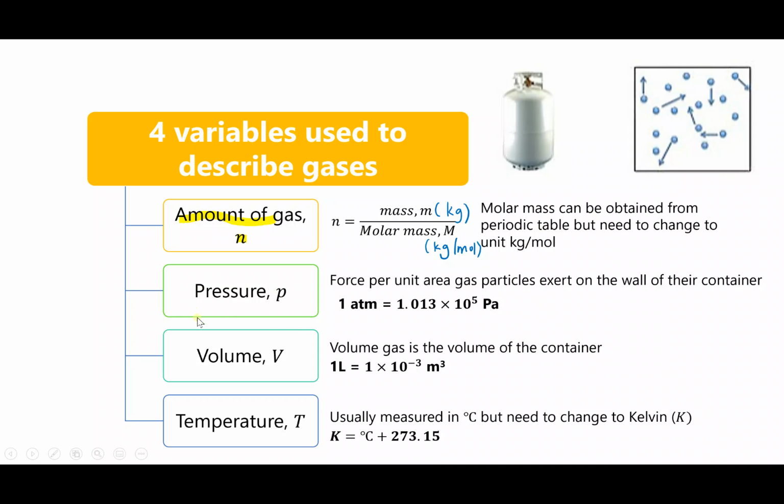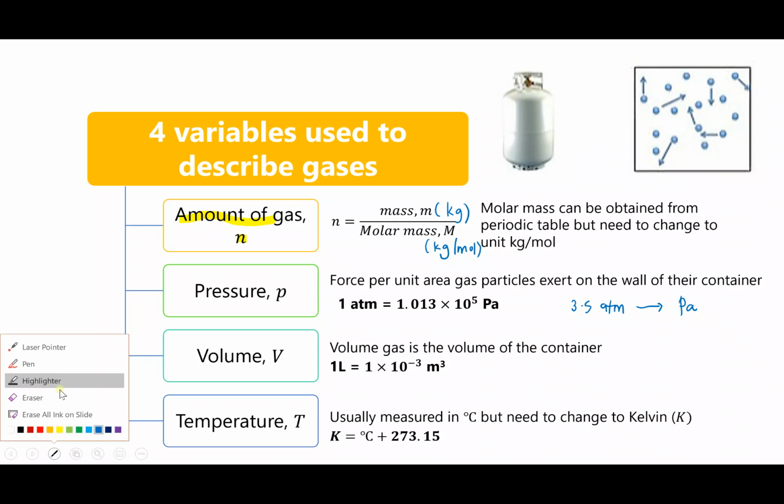Okay, and then pressure is the force per unit area the particles exert on the wall of their container. So you have to know that pressure 1 atm is equivalent to 1.013 times 10 power of 5 Pascal. Pa stands for Pascal. So you must know that if given 3.5 atm, you have to convert into Pascal by multiplication with the constant. This you have to remember. Must know. Okay, 1 atm is equivalent to 1.013 times 10 power of 5 Pascal.